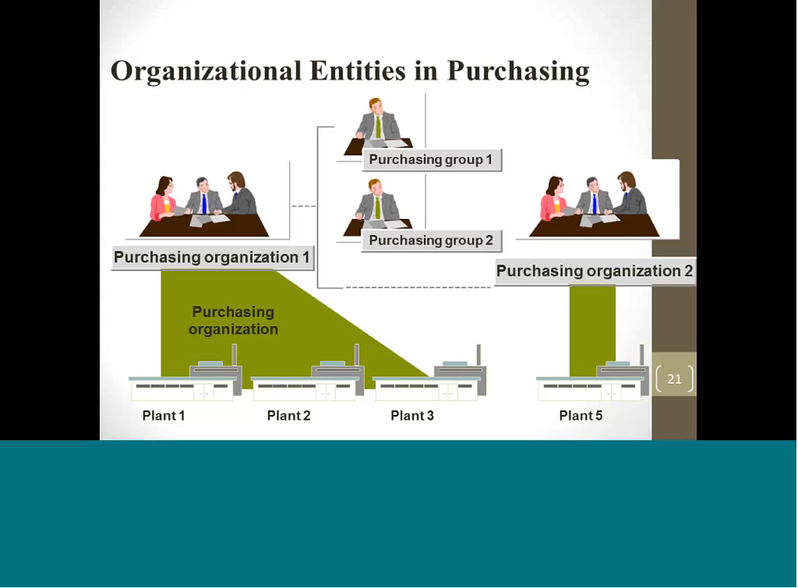And all these purchasing organizations are assigned to a plant. If you see here, plant 5 has only one purchasing organization, whereas purchasing organization 1 is responsible for plants 1, 2, and 3. That means this purchasing organization is buying material for these 3 plants. If it is a single plant with a single purchasing organization, that is a plant-specific purchasing organization. If it is more than one plant, it's at the company code level.